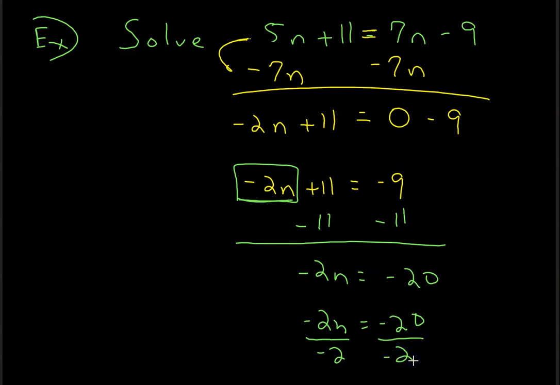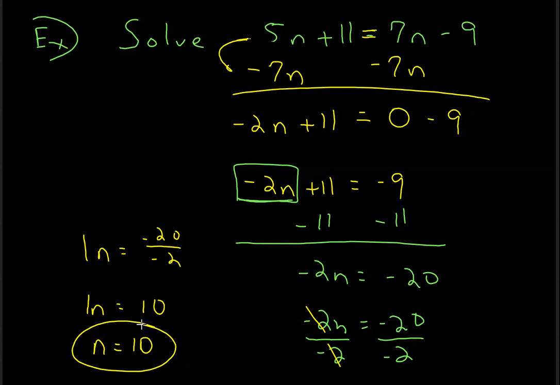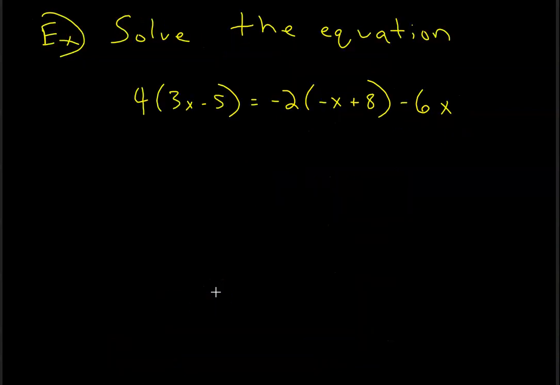By dividing by its coefficient, it cancels out. So what I mean is, negative 2 divided by negative 2 cancels out to be 1. So it gives you 1n equals negative 20 over negative 2. So 1n equals 10. 1n is the same thing as just regular n. So n equals 10. So my solution there is 10. And that's how you solve that equation. Let's do another.